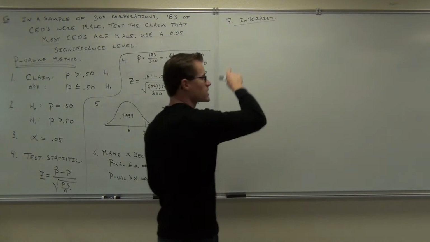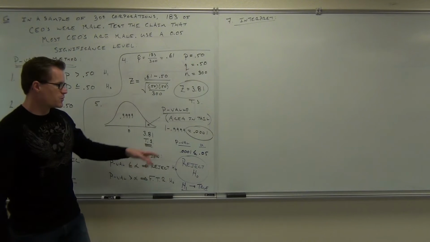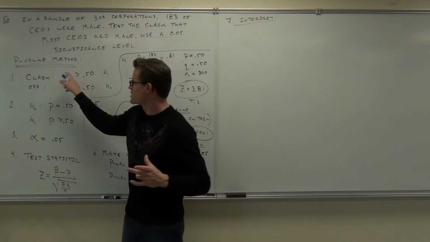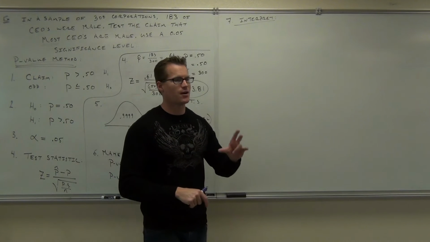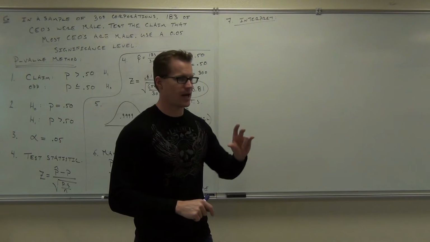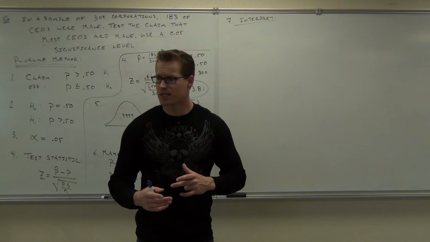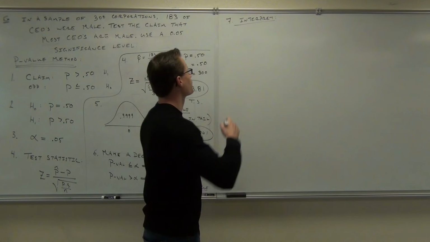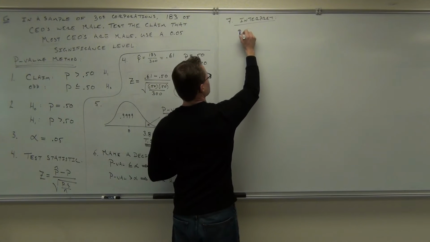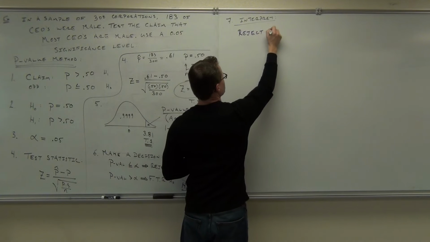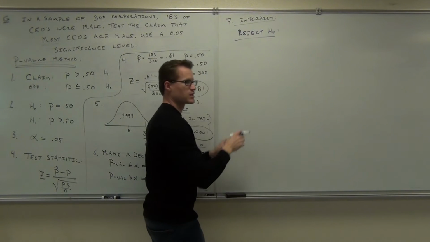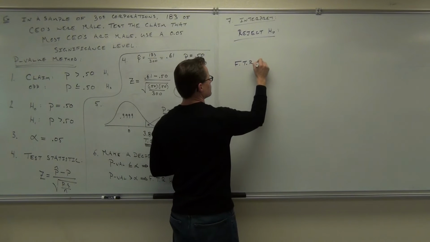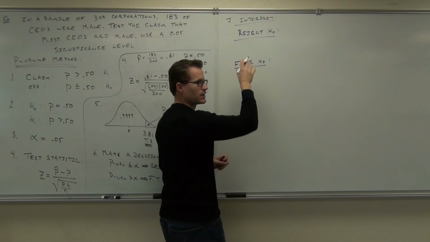So here's how you interpret this. If you reject your h sub 0, that means that your h sub 1 is right. If it's listed as your claim, it says you have enough evidence to support the claim that, and you restate your claim. If you fail to reject h sub 0, you say there's not enough evidence to support the claim that. So it's either this one. If you reject h sub 0, you're going to write exactly this. If you fail to reject h sub 0, you write exactly this.